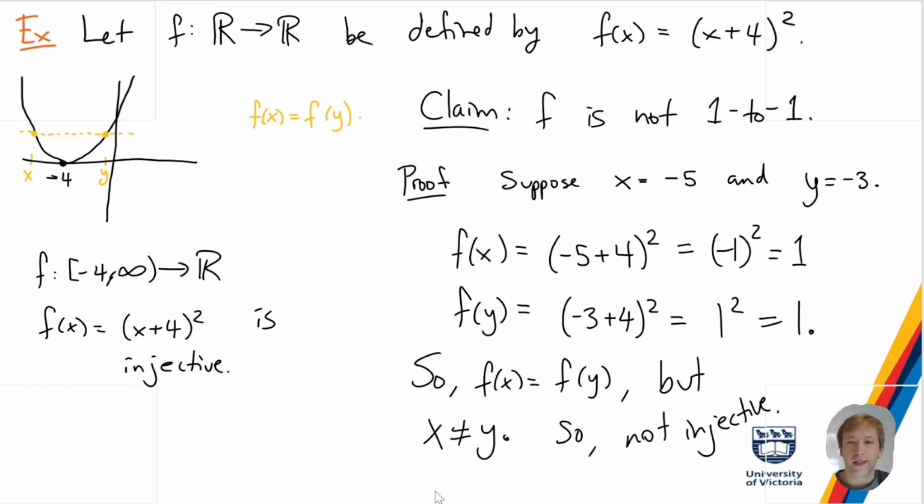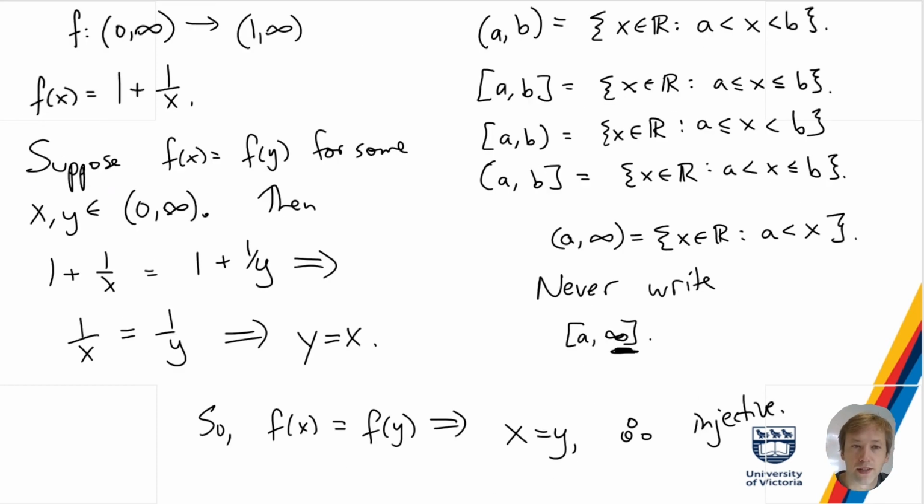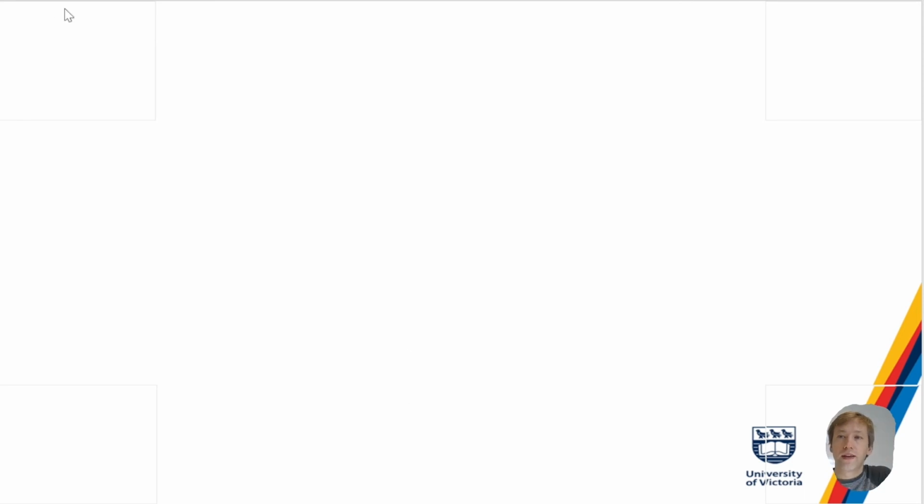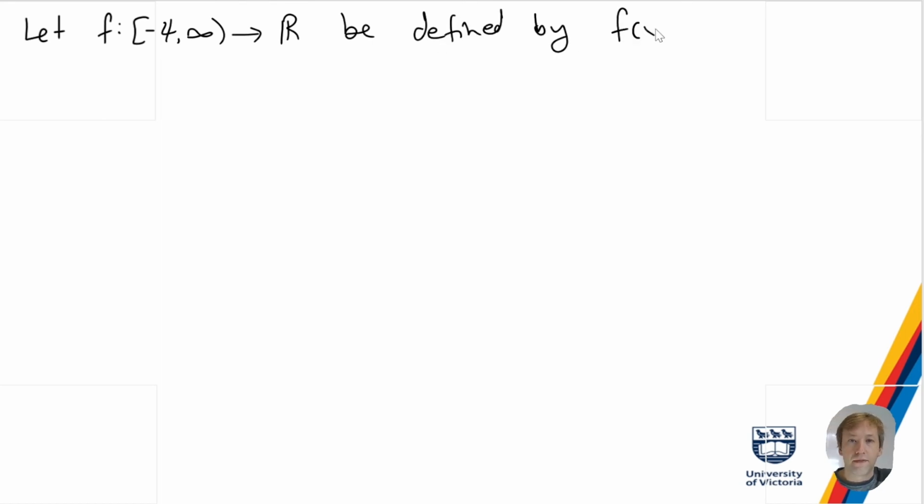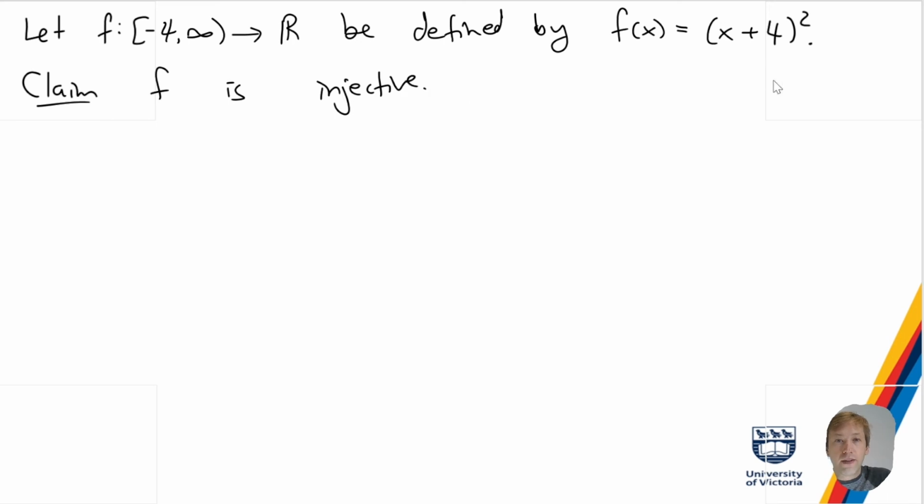Let's actually do this as an example, in case this description wasn't clear. Let f be the function from -4 to infinity to, let's say just the reals, defined by f of x equals x plus 4 squared. I claim that f is injective. Even though it looks like the same function we had before, and before we said that this wasn't injective, now that I've changed the domain, it will be injective.